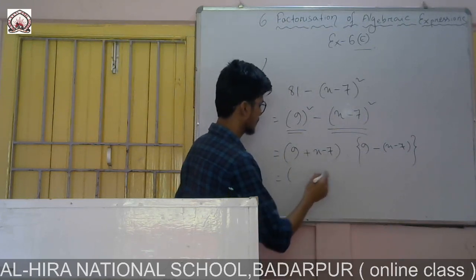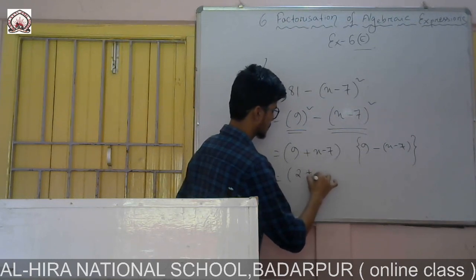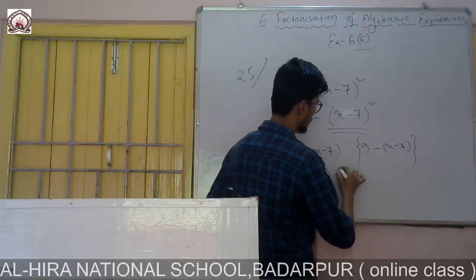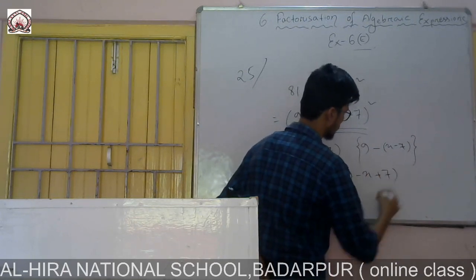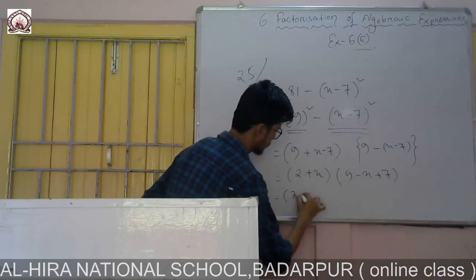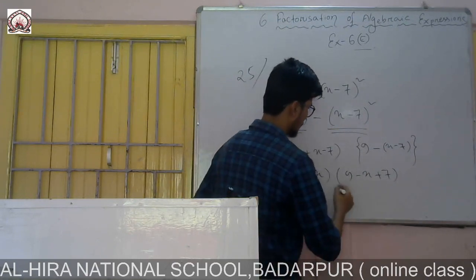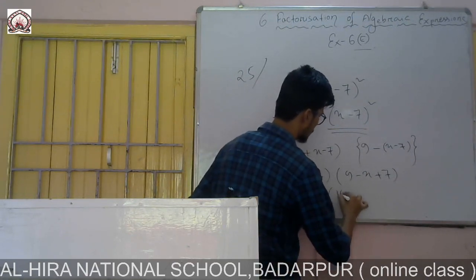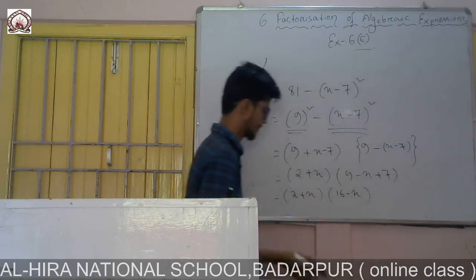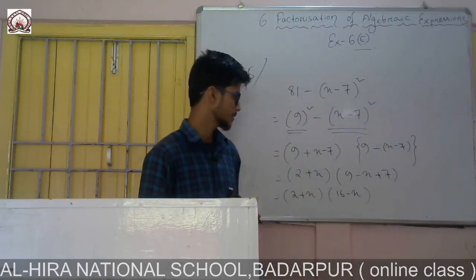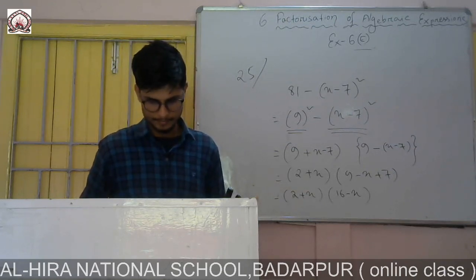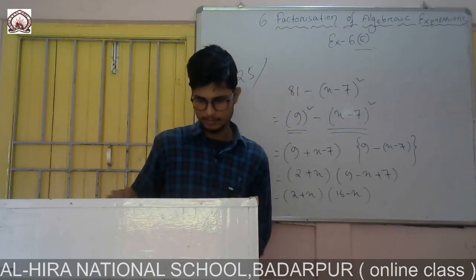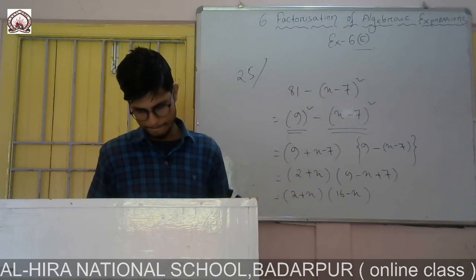So 9 minus 7 is 2 plus x, and in the other bracket, minus x and minus minus is plus 7, so 9 plus 7 is 16 minus x. So the answer is 2 plus x and 16 minus x. Okay. Now see question number 28.